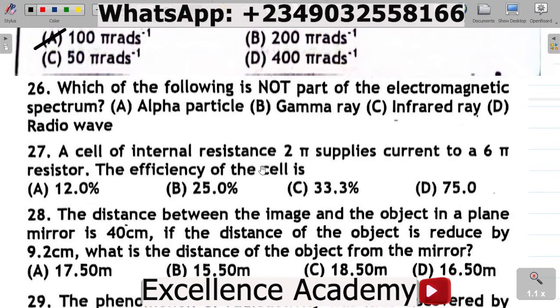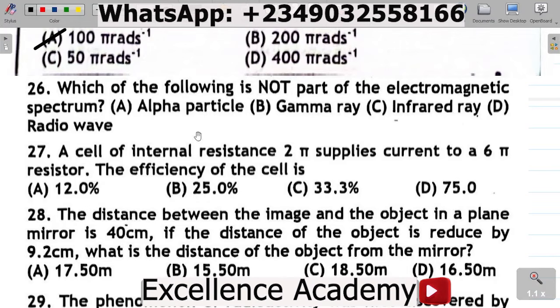Next question, question number 26. 26 says, which of the following is not part of the electromagnetic spectrum? A, alpha particle. B, gamma ray. C, infrared ray. D, radio waves. So which of these is not part of the electromagnetic spectrum?